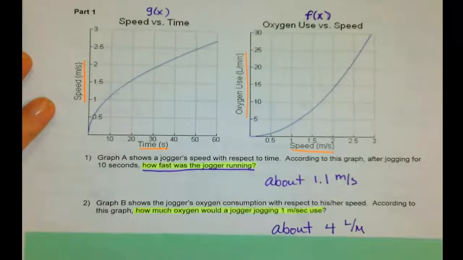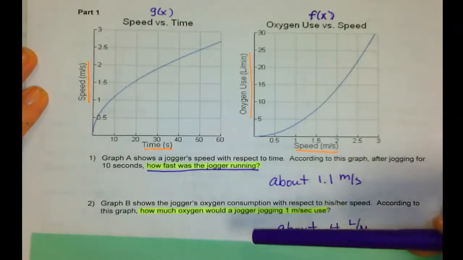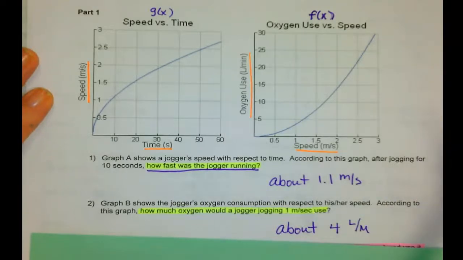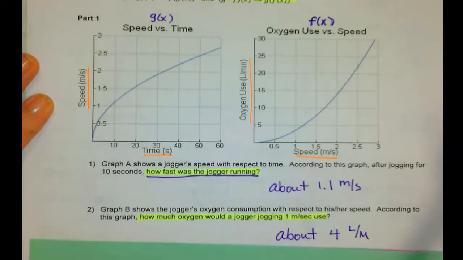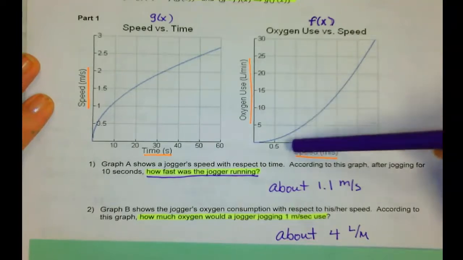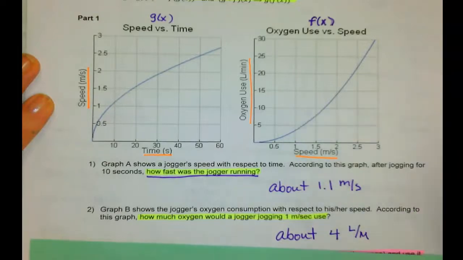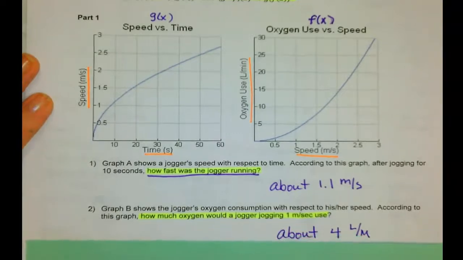All right, so then the next one, graph B, shows the jogger's oxygen consumption with respect to his or her speed. According to this, how much oxygen would a jogger jogging 1 m per sec use? So over here at 1, I'm going up to the graph to see where it is. It's a little before you get to the mark of 5. So I said 4 L per min. Not everything can be described in just one graph or the other. Sometimes we may have to use information off one graph to be able to interpret information off of another.